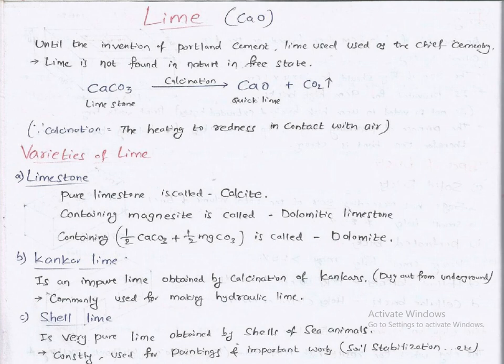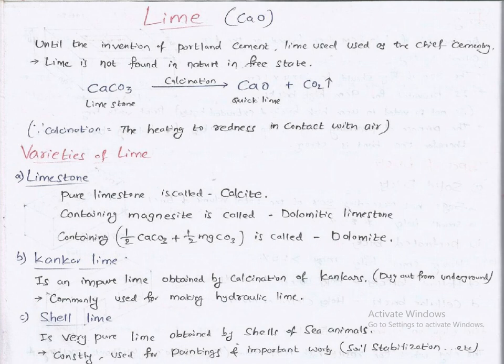Moving on. Varieties of limestone. Limestone is called calcite. Magnesite is called dolomite limestone, containing half calcium carbonate plus half magnesium carbonate. Kankar lime is impure lime obtained by calcination of kankars dug out of underground and commonly used for making hydraulic lime. Shell lime, very pure lime obtained from the shells of sea animals, costly, used for painting and important works, soil stabilization, etc.